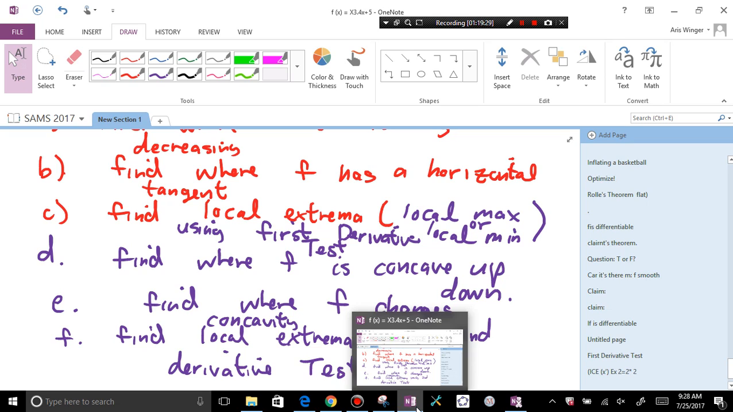What was the reason for the steps? I'm giving this problem to test the first derivative test, the second derivative test, and whether you know how to find where f is increasing, decreasing, and so forth using the derivative.